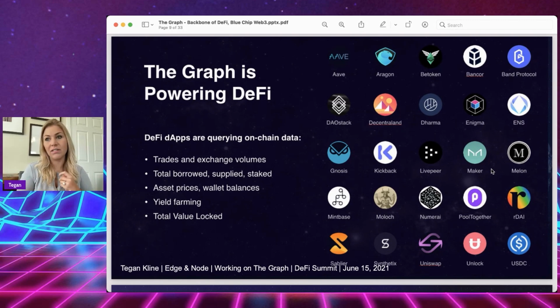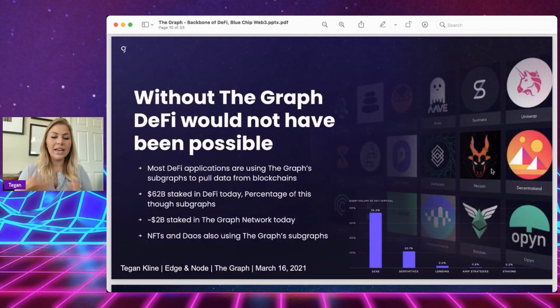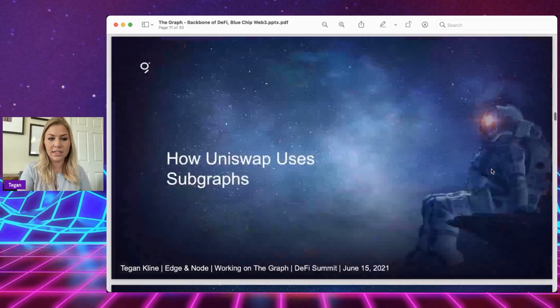And so what this does is it leads to Lego building blocks, so that the Uniswap subgraph is used by many different people, like CoinMarketCap, CoinGecko, and different wallets like the Rainbow wallet. So it really allows for other applications to benefit from that open data. And so I would say without the Graph, DeFi wouldn't have been possible. So most DeFi applications are using the Graph. They're pulling that data. And right now there's over 2 billion staked in the Graph network, and a majority of that TVL that's staked in DeFi is flowing through subgraphs.